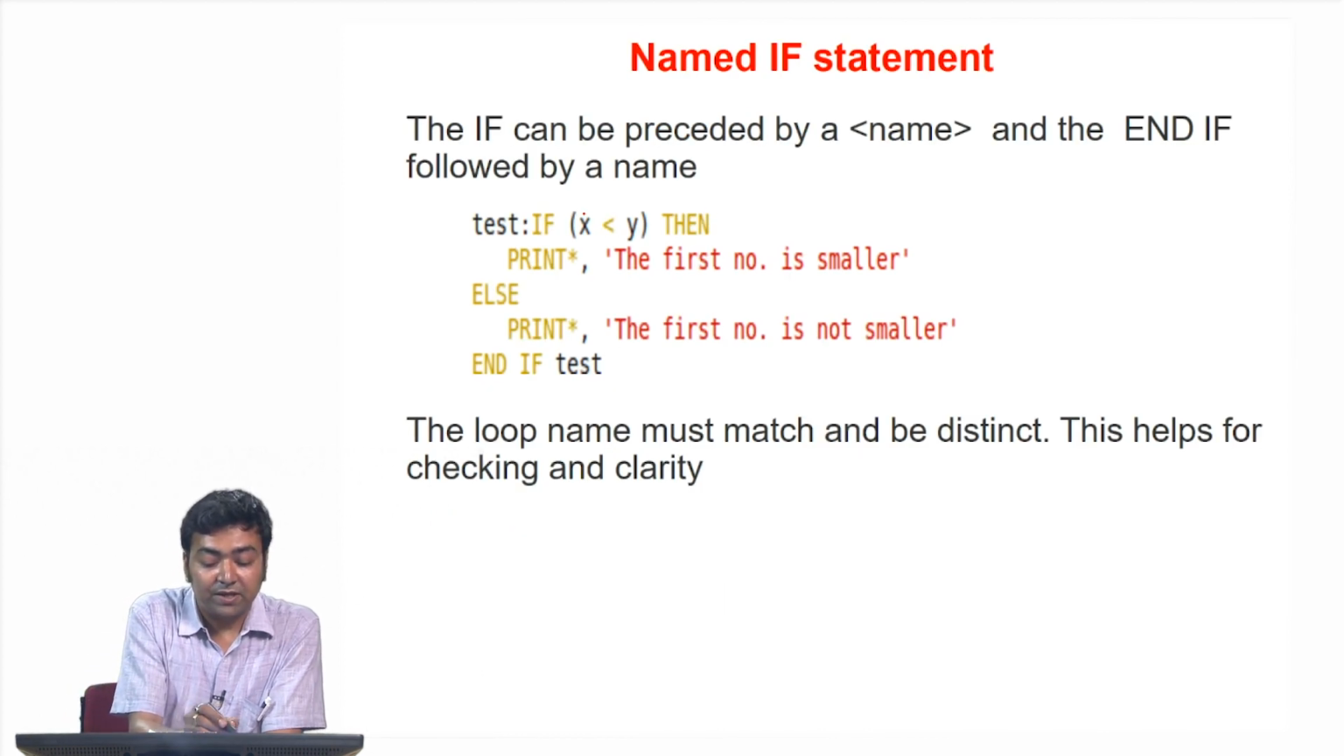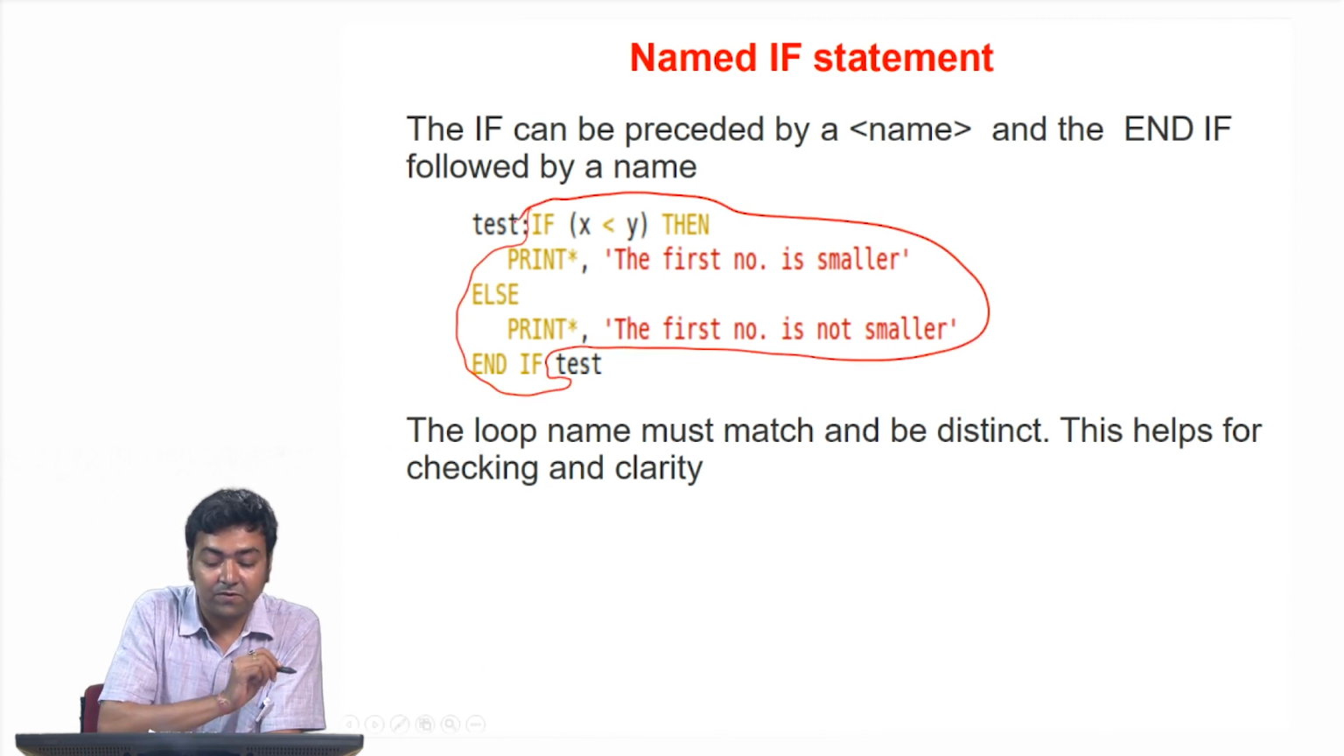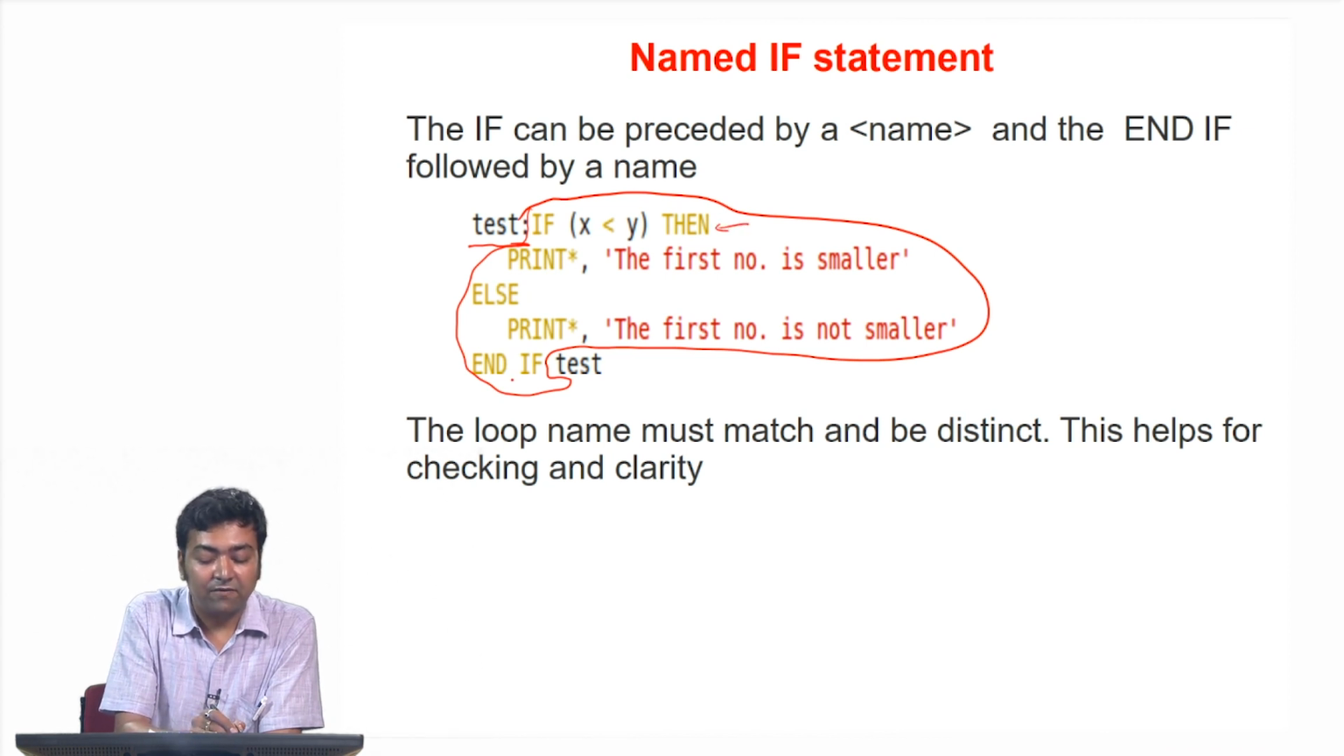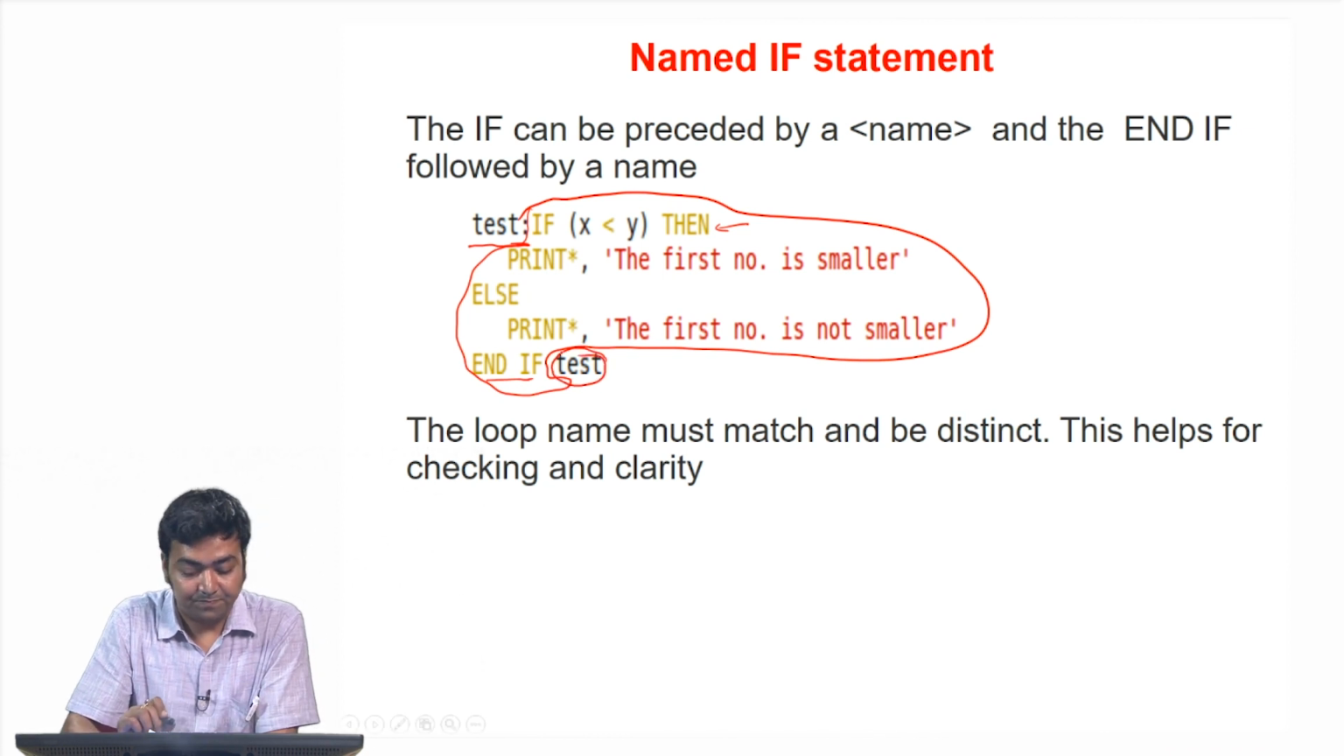So, what I do is this is the Fortran program which is doing this, my if construct. Just before the if construct I put the label. The label is written in the following way: you give a name to the label followed by a colon, and then you start your if construct, and once you are done, after the end if you again repeat the name of the label.